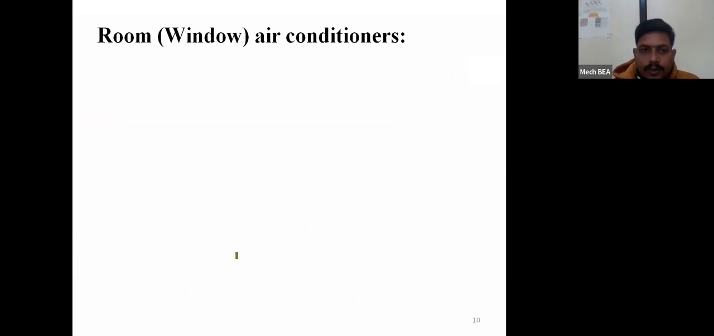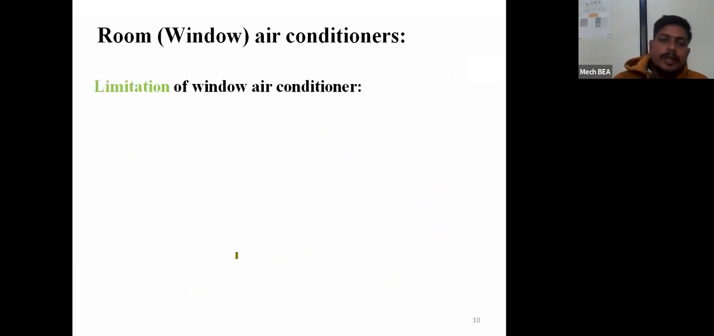Now, there are some limitations of the window air conditioning system.